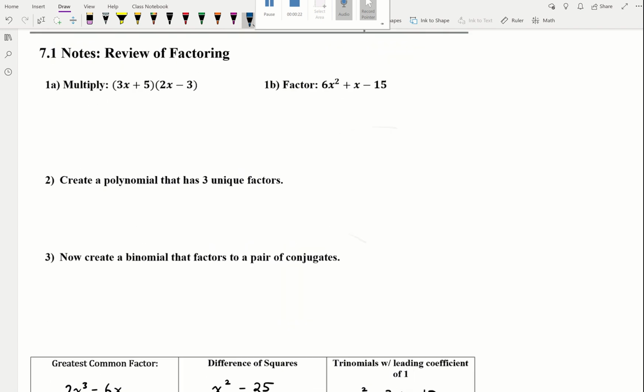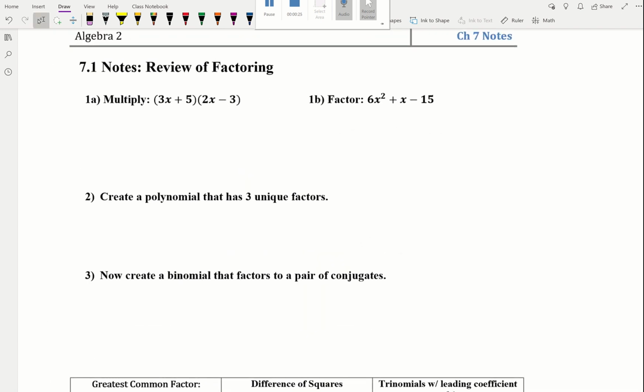So factoring is one of those topics that if you need help, I would highly encourage you to go see your teachers as soon as possible.